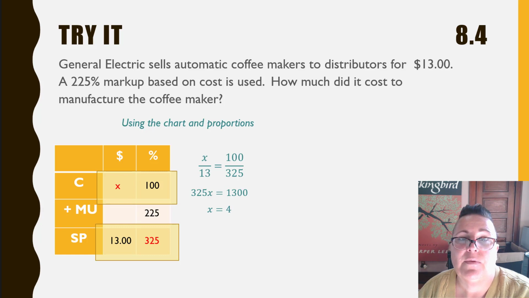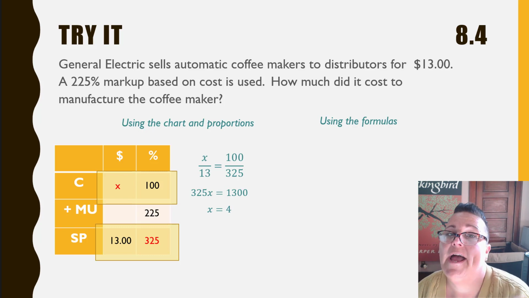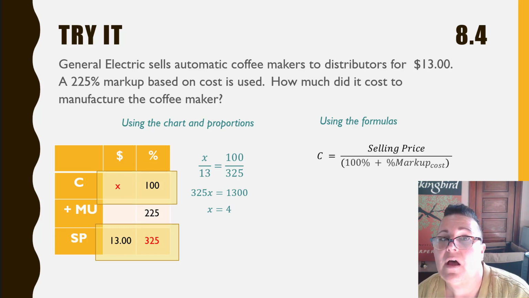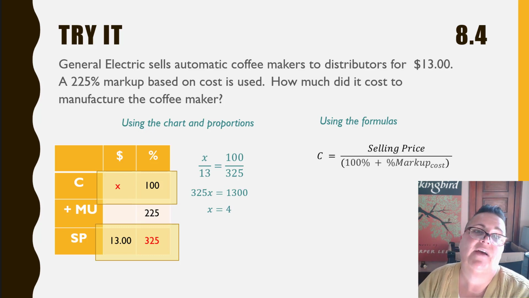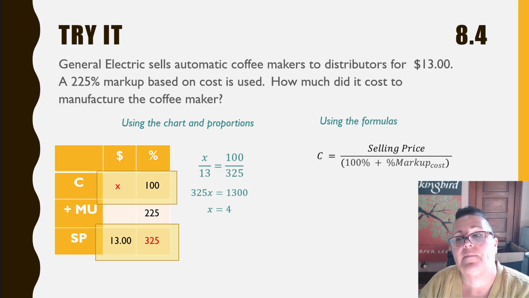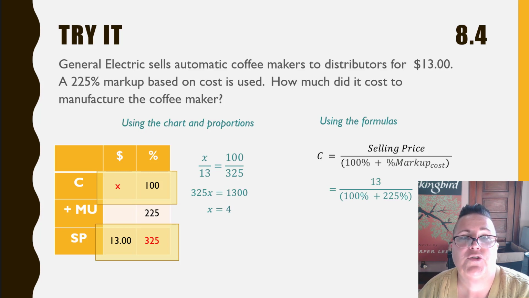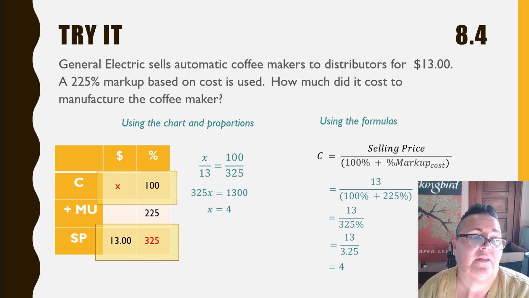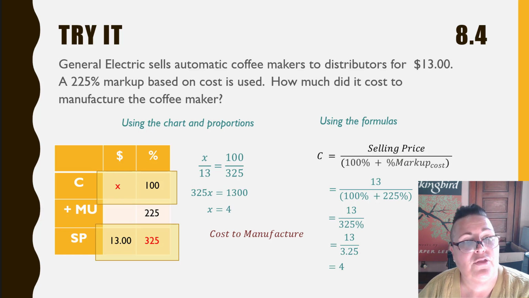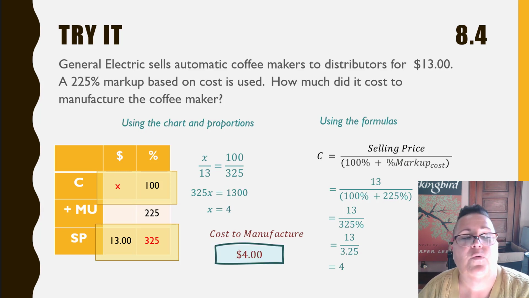I can do the same thing with the formulas. Using the formula, specifically the one we just talked about, I know that cost is equal to the selling price divided by 100% plus the percent markup based on cost, or 13 over 100% plus 225%. This is 13 over 325%, or 13 divided by 3.25. This is indeed 4. This tells me that the cost to manufacture this $13 coffee maker was $4.